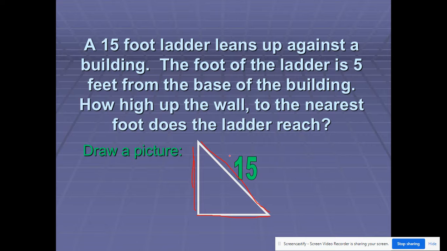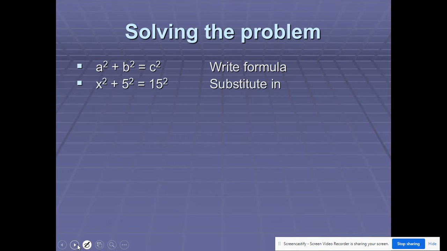So it says a 15-foot ladder. So that's our hypotenuse. You have the base of the ladder is 5 feet from the building. And now we need to know what the leg is. So we're going to use a squared plus b squared equals c squared. We're going to substitute in our values. So we knew the hypotenuse was 15, so that's our c squared. We know one of the legs was 5, so we're going to put that in, 5 squared, and we don't know the other leg, so we have x squared.